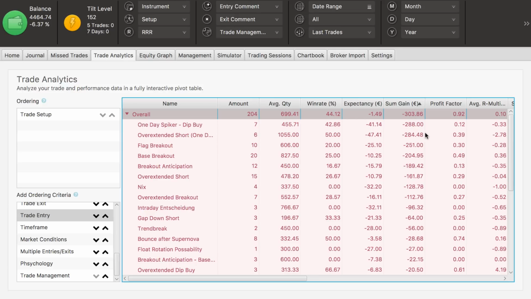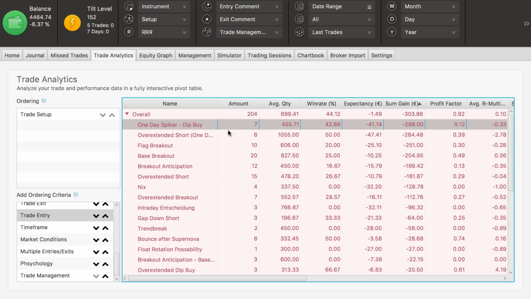And you can see that here are a few setups, especially the first two, one-day spiker, overextended short. Those two together are making a total loss of 570 euros, so more than what he's lost. And those are only together 13 trades. So 13 trades for those two setups would have already put him well into positive territory.